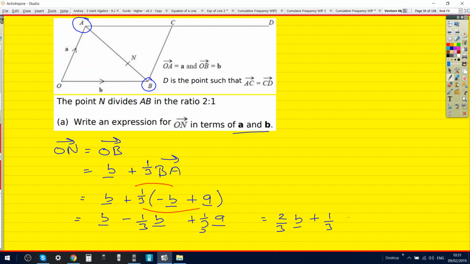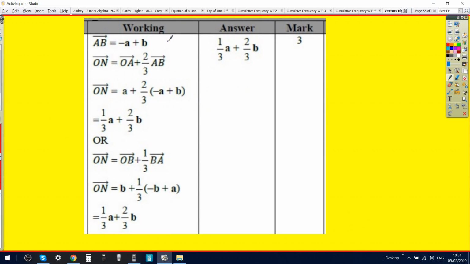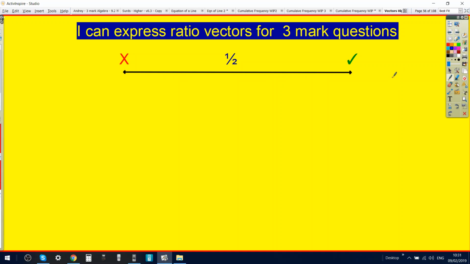Yeah. So the difference with this question was there was no previous answer. This was part A of the question. So there was no previous answer to use. You just had to actually get it all in one go. So usually we could use our previous answer for BA. For this one, you had to actually find BA. So it's just extra stuff. And still a 3 marker. You'd think it'd be worth more. Okay, I can express ratio vectors for 3 mark questions.